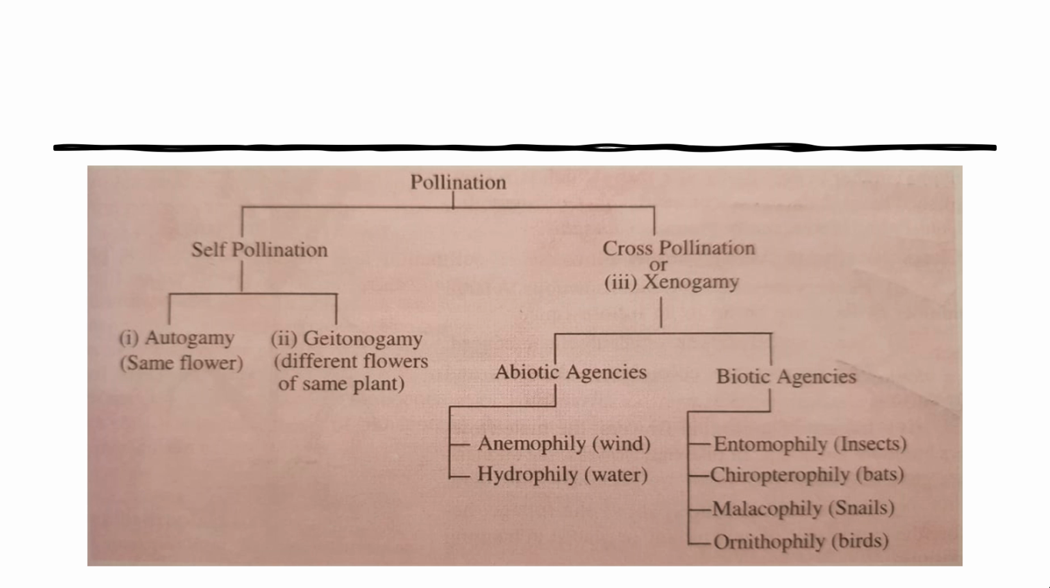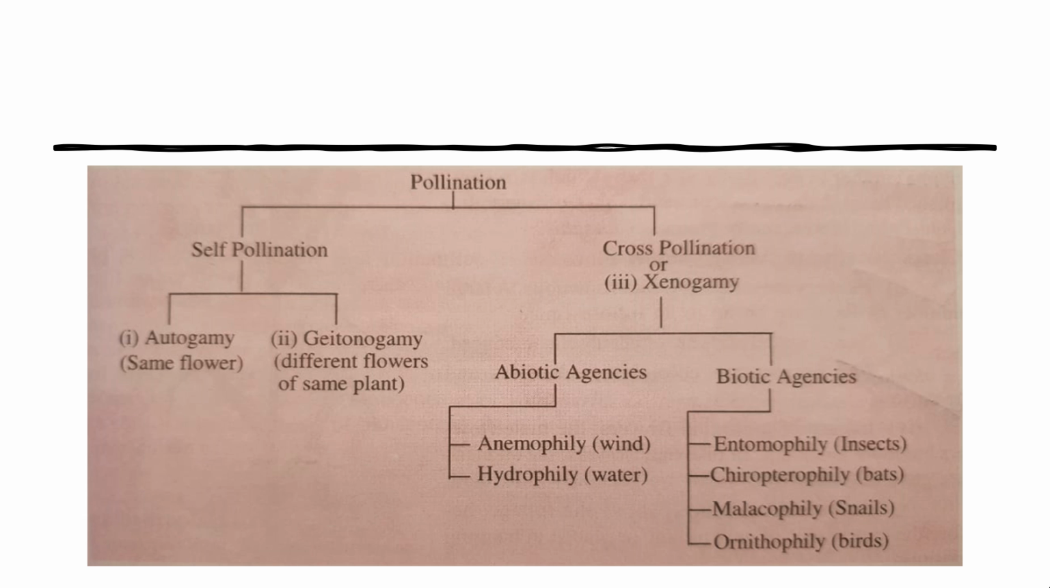Now there are two types of pollinating agents: abiotic agencies and biotic agencies. In abiotic agencies, first is anemophily, which means the plants are wind pollinated, pollination done by wind. Hydrophily is pollination done by water. These are abiotic agencies. And in biotic agencies, entomophily means pollination done by insects. You all know butterflies and honeybees and all these insects are attracted by nectar. Plants are producing nectar and then they are pollinating the species.